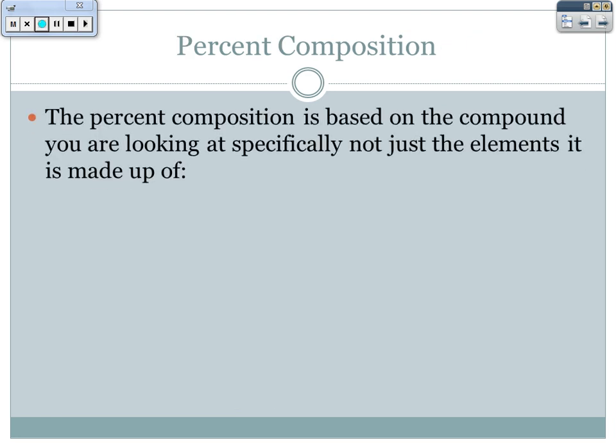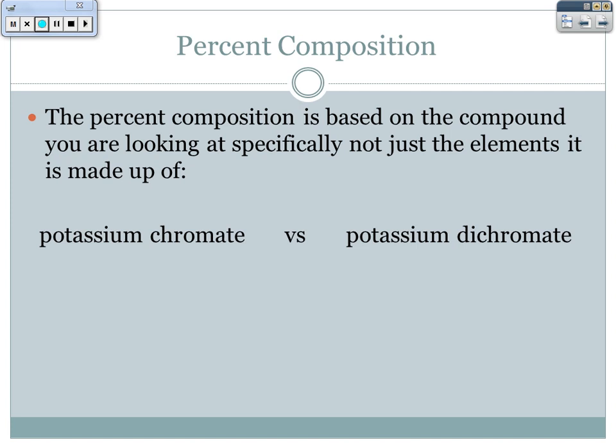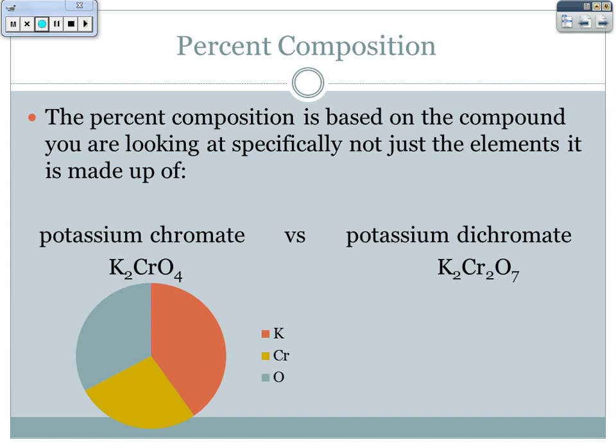So let's look at this. Percent composition is based on the compound you were looking at specifically, not just the elements it's made up of. So for example, if I have potassium chromate and potassium dichromate, both of these compounds contain potassium, chromium, and oxygen. But they contain them in different amounts. Potassium chromate, its formula would be K2CrO4, whereas potassium dichromate would be K2Cr2O7. So the amount of potassium, chromium, and oxygen in each of these compounds is going to be different in terms of its percent composition.